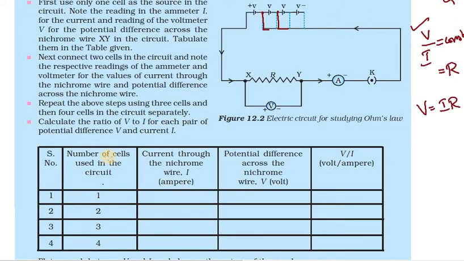In the tabulation, we note the number of cells connected. So with one cell connected, what is the ammeter reading and what is the voltmeter reading, you will mention here. In the same way, for 2 cells you have to take the readings, and for 3 cells you have to take the readings. After completing taking the readings, you have to find out the V by I ratio.